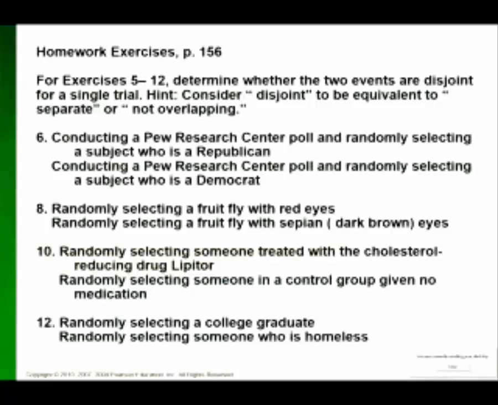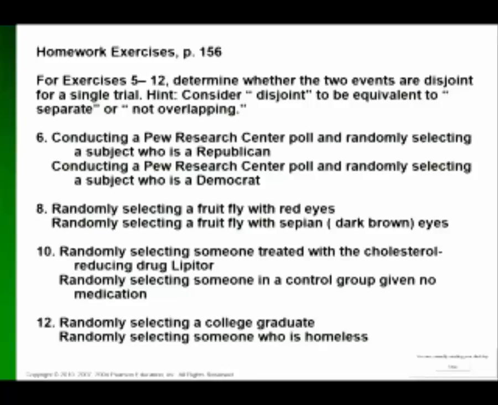Number 8, randomly selecting a fruit fly with red eyes and then finding out that that same fruit fly has dark brown eyes. Is that possible? One fly having red eyes and brown eyes? No, you can't have both. Now, don't make it harder than it is. You can't have two red eyes and two dark brown eyes. So, disjoint or not disjoint? Disjoint.